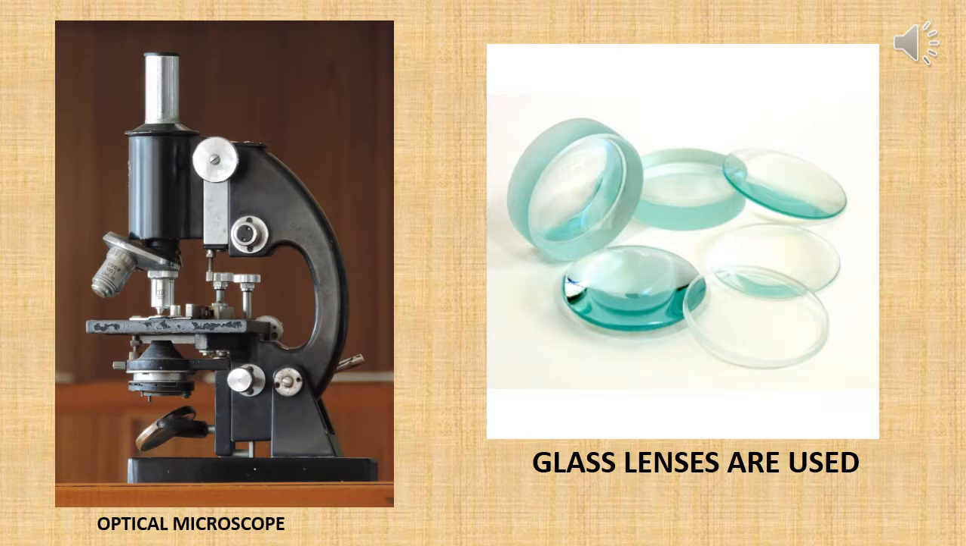In this picture, one optical microscope is shown here. The magnification of this optical microscope is around 10. That is, it is able to magnify the object 10 times. The image size will be 10 times the object. So the magnification is very less in the case of the optical microscope. In the optical microscope, the lenses are made up of glass.